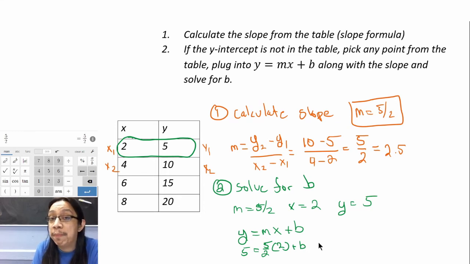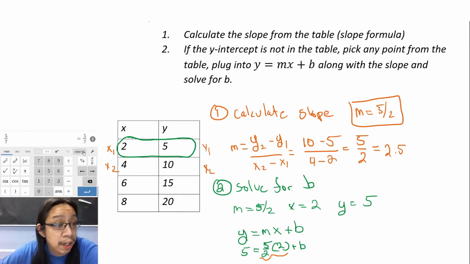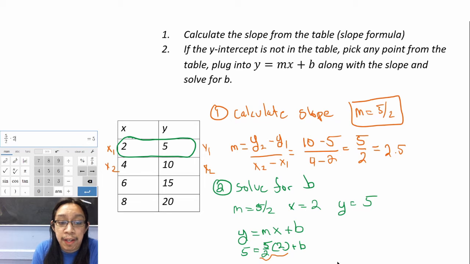Our whole goal from this point forward is that we want to solve this equation for the letter b, which means that we have to simplify and isolate the b value, keep it completely by itself. So check this out. The first thing we're going to do is multiply 5 over 2 and positive 2. So let's go ahead and let our calculator do the work there. So 5 divided by 2 times 2. And that gets us 5. So that means that we have 5 is equal to 5 plus b.